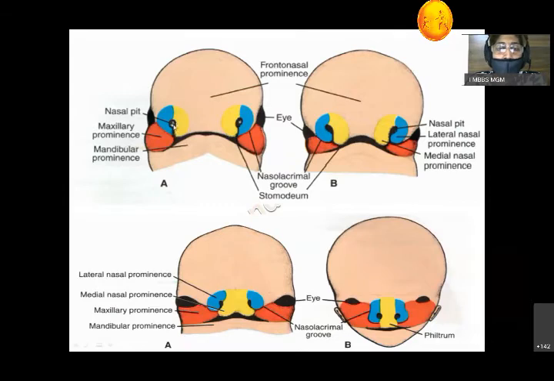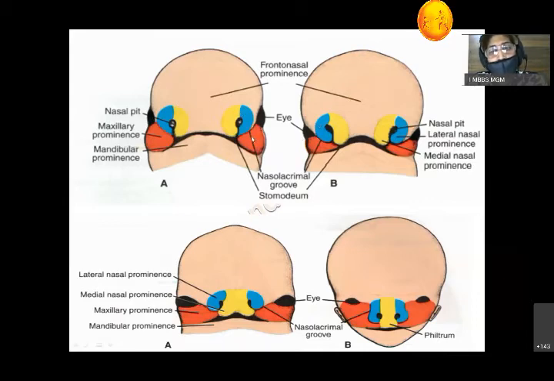Now the nasal pits appear in the nasal placodes, and we get the raised borders of this nasal pit. The blue color is called the lateral nasal process, and the yellow color is the medial nasal process. Just on the lateral aspect of these nasal placodes, you get the lens placodes. See the position of the eye. Initially it is here. Now because of the growth of the maxilla and nares, they shift towards each other, and because of the growth of the maxilla, they shift to the anterior aspect.